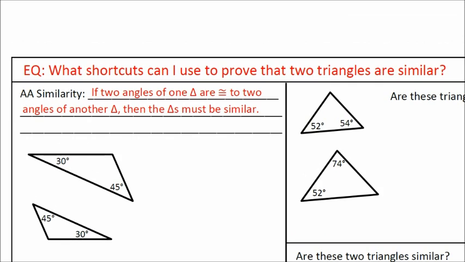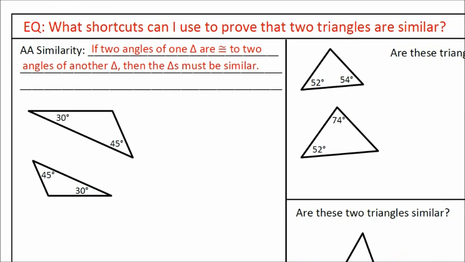Remember our shortcuts for proving that two triangles are congruent. If you want to make a little note up here on that, we had side, side, side congruence. We had side, angle, side. We had angle, side, angle. And we had, for right triangles, hypotenuse, leg. Well, similarity has shortcuts as well. And the first one is angle-angle similarity. Let's see how this works.